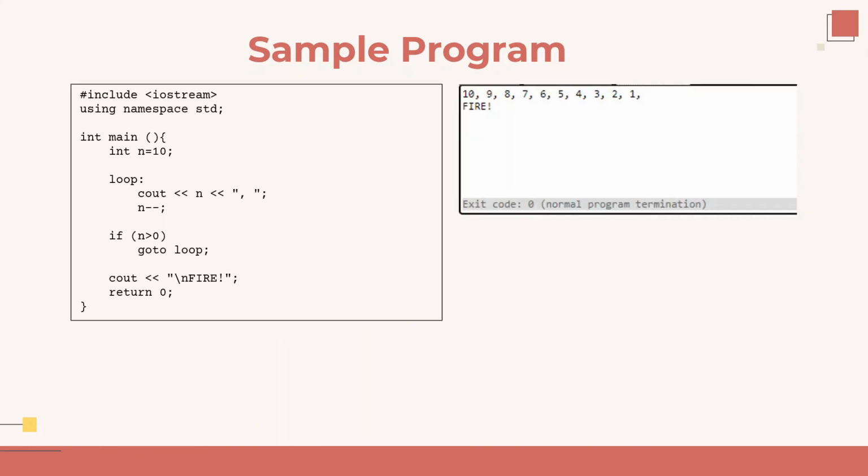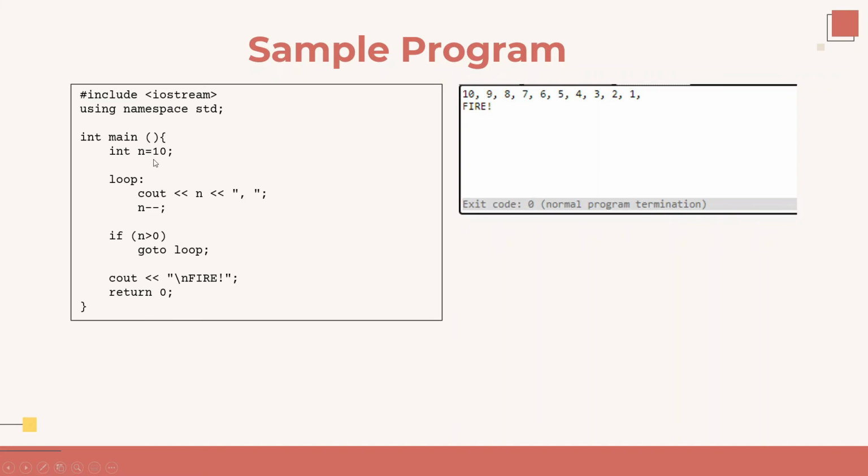This is the sample program to use the goto instruction. First, we declare that the value of n is 10. And then this is the label, loop, and then the argument is cout n, comma, and then n minus minus. If n more than 0, go to loop. So this program will jump to the loop label, and then cout fire. And on the right side, you can see the result.